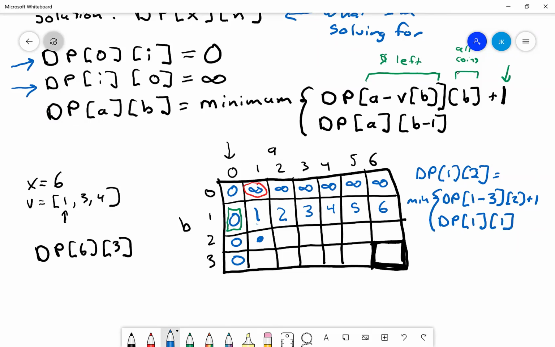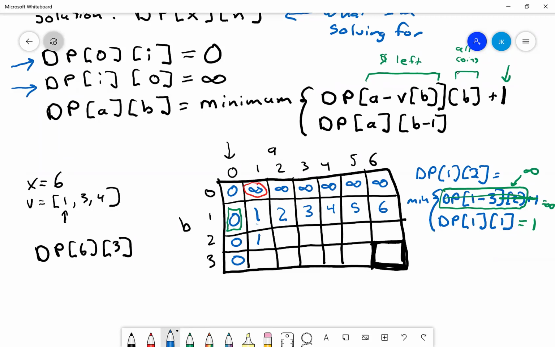Okay, so dp of 1, 1, we've already figured out. This one right down here is equal to 1. This one up here, this first part, dp of 1 minus 3, 2, that we would treat as infinity because we get a negative number here for our first thing. So this is not really possible. You can think of that as infinity if you want to, but basically you don't want to do that. And that means that the value for this is 1.